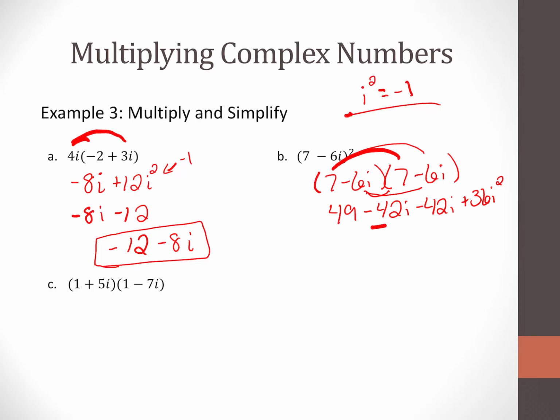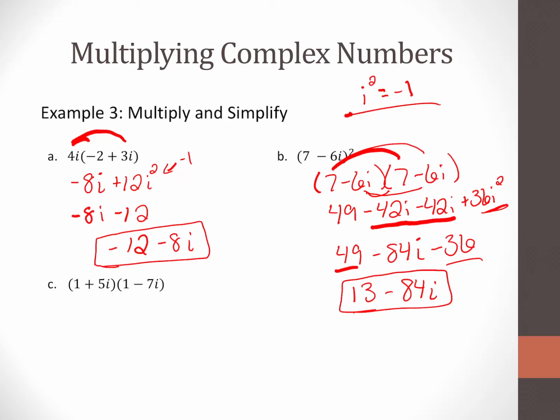So combine like terms right here. So I have 49 minus 84i. But here, remember, i squared is negative 1, so this would be minus 36. Then I have to put together 49 minus 36, which is 13 minus 84i.